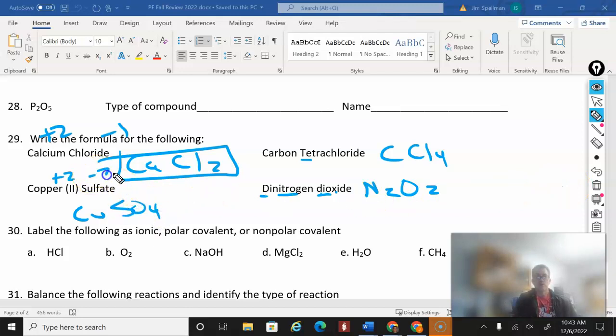Sulfate also has a charge of -2, which I can see on the periodic table on the back, on the chart that we have there. If I've got +2 and -2, then when I crisscross, I get a 2 and a 2, which I can reduce. And so I don't need to put any numbers down here. I also don't need to put parentheses around the SO4 because there's only one of them. And that would be my formula for copper 2 sulfate.